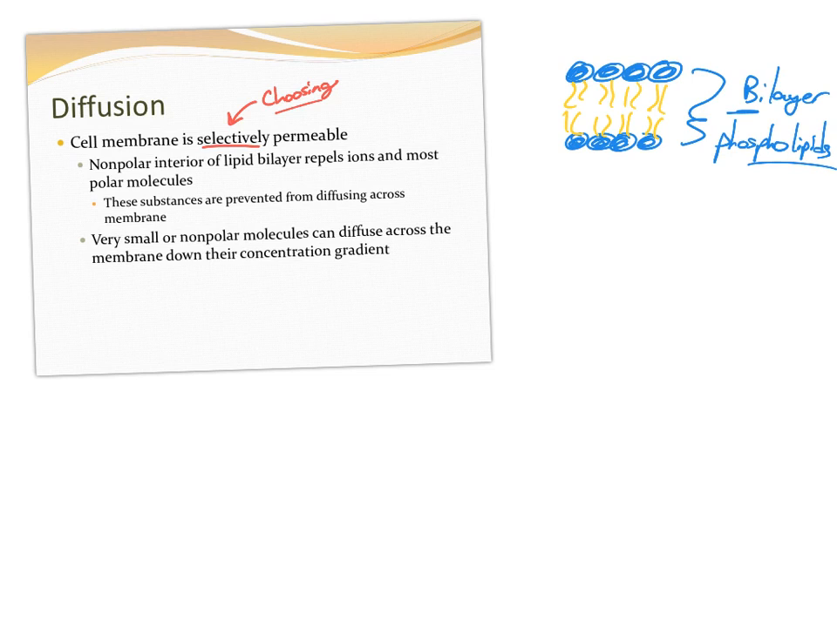All right, so these phospholipid bilayers tend to be barriers. They're walls that protect the inside from the outside, to separate the inside from the outside. So the nonpolar interior of the lipid bilayer, that's this part here. So this side's nonpolar. We went through this. We all know this, right? I don't have to go through this again, do I?